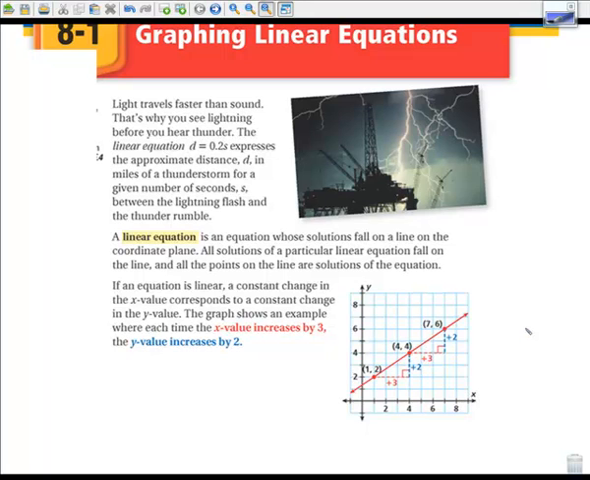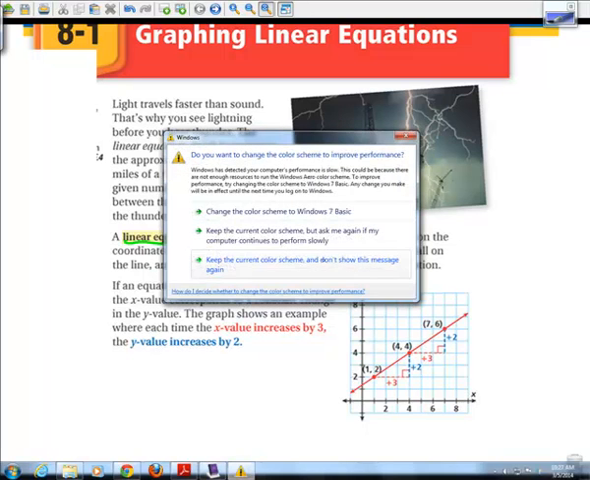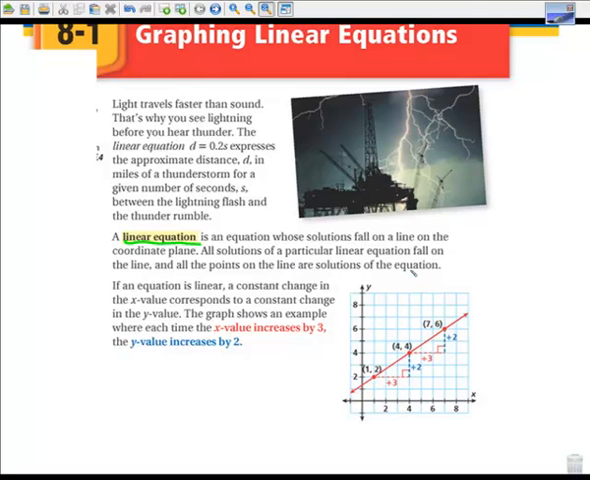So if you see the lightning and hear the thunder after a second, you'd plot that. See the lightning, hear the thunder after 2 seconds, you'd see that there's going to be a linear relationship between the two. A linear equation right here, underline this please, is an equation whose solutions fall on a line in a coordinate plane. So they have to be plotted. When we plot it out, all these points have to lie on the same line, otherwise it's not a linear equation. All solutions of a particular linear equation fall on the line, and again, all the points on the line are solutions of the equation.